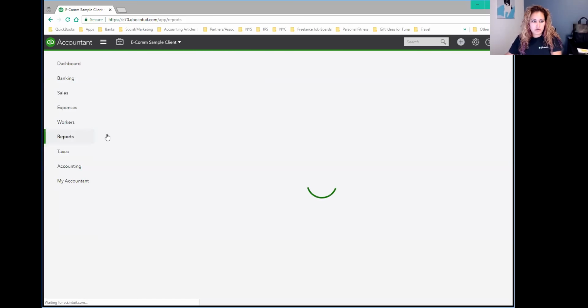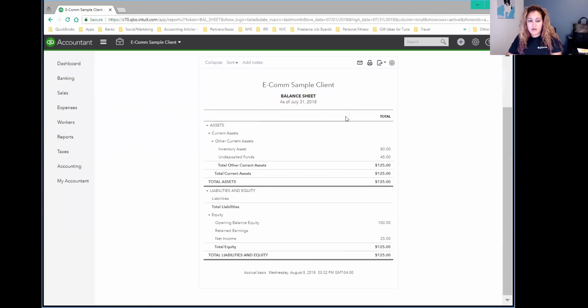And then also balance sheet, I don't think is going to show as much of anything, but I'll pull it up. So inventory assets. Any assets, liabilities, and any equity, any money basically that you have invested into the company, that's all going to show up here, right?